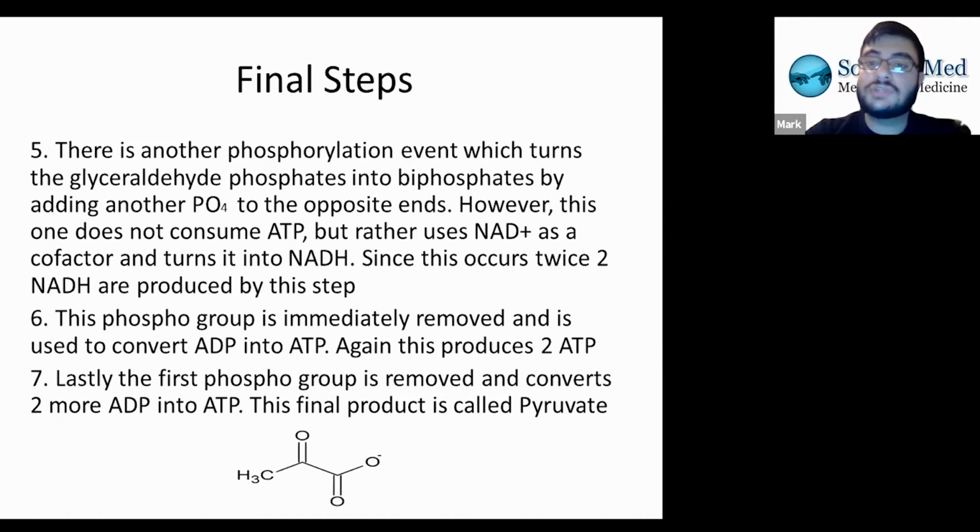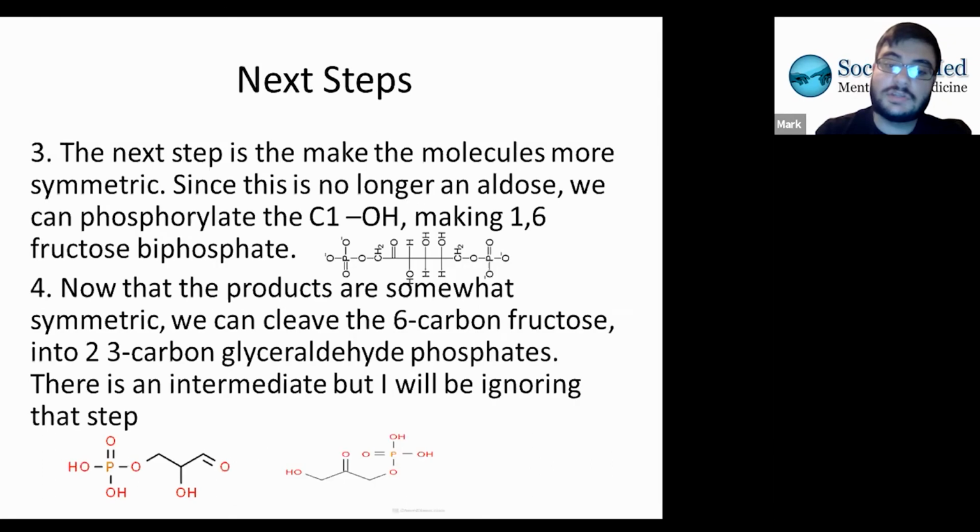Rather, these use NAD+ as a cofactor, and it turns it into NADH, which is what we want. We want to turn NAD+ into NADH. So rather than using energy by using ATP, we actually make NADH, which is equivalent to ATP. So this is a very net positive step. And again, this occurs twice, so 2 NADH are produced, again because there's 2 of these.